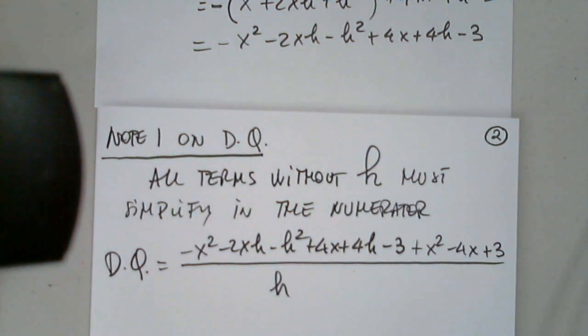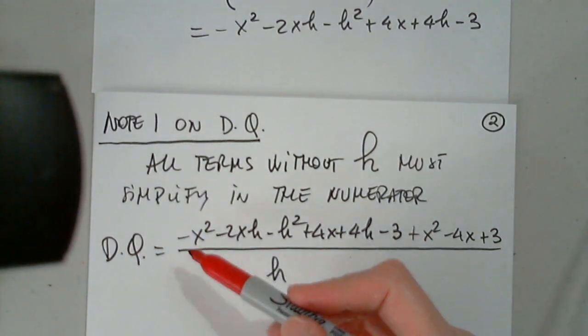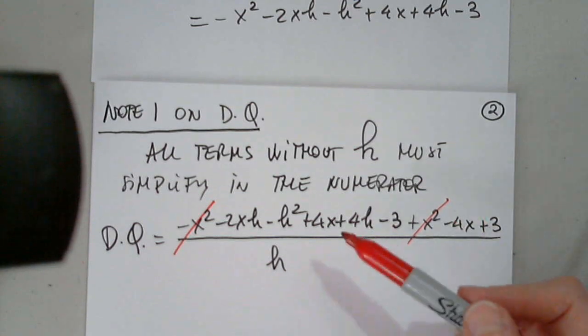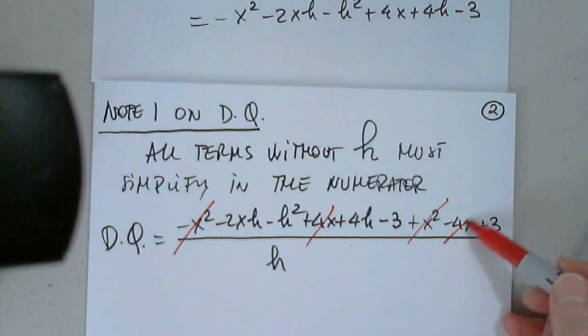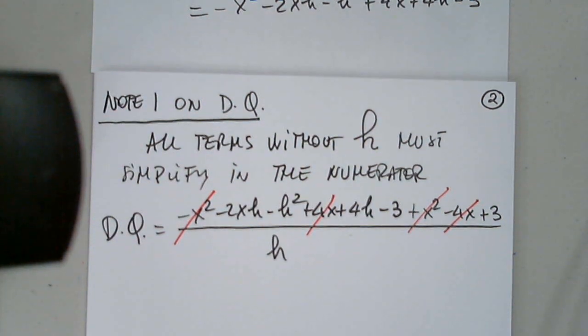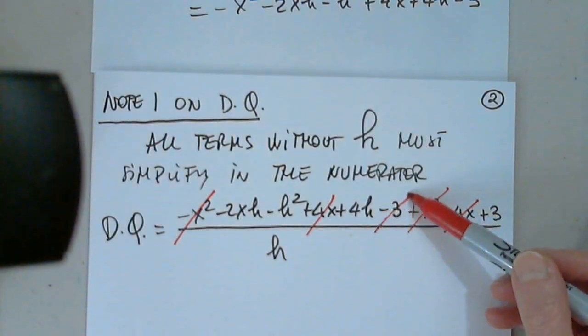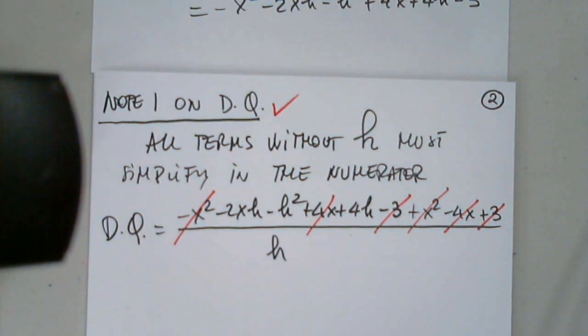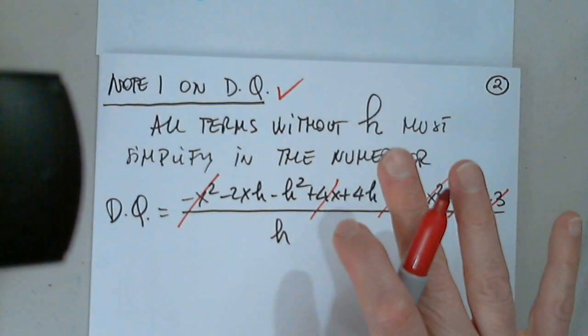Now we can remove x squared, the negative x squared with a positive x squared. Yes, very good. And then the same with 4x, with a negative 4x. Yes, perfect. The same with the 3. Negative 3 with a positive 3. So the first note was fulfilled. Don't do anything just yet.